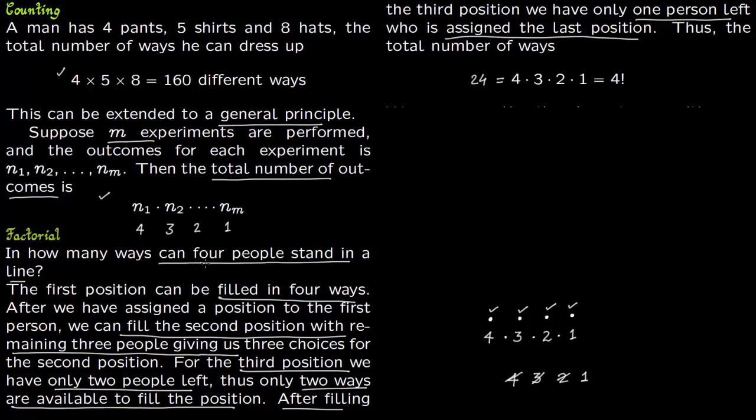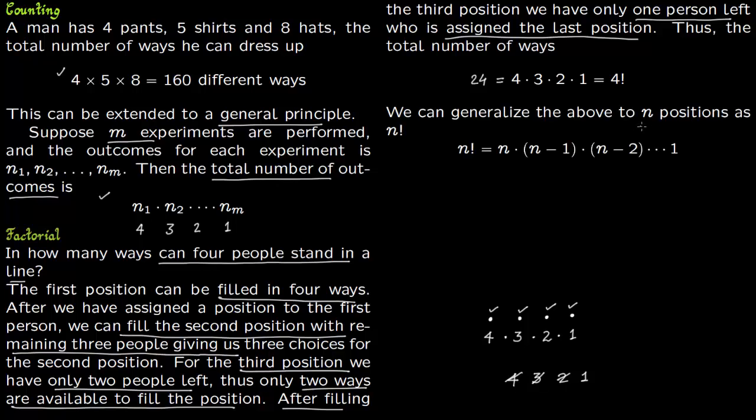Now we can generalize from 4 people standing in a line to n people standing in a line. In that case, the total number of possibilities is n factorial, so n times n minus 1, n minus 2 all the way to 1. So the answer to the question, in how many ways can 4 people stand in a line, is 4 factorial, which you compute as 24. In how many ways can n people stand in a line? The answer is n factorial, which is nothing but n times n minus 1 times n minus 2 all the way to 1.